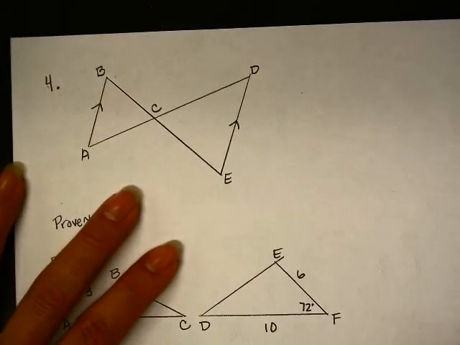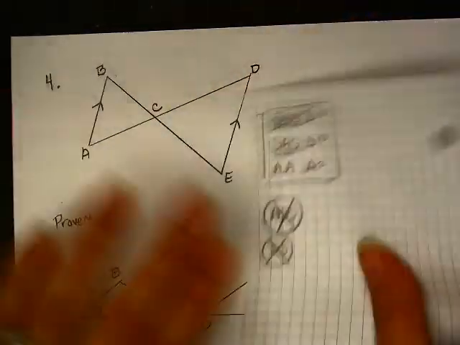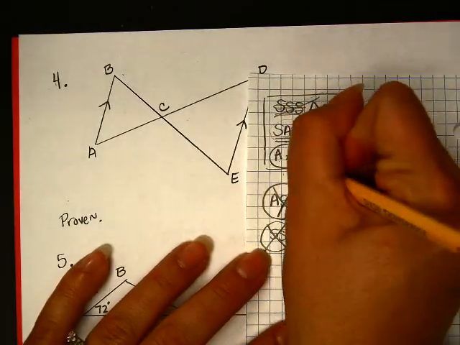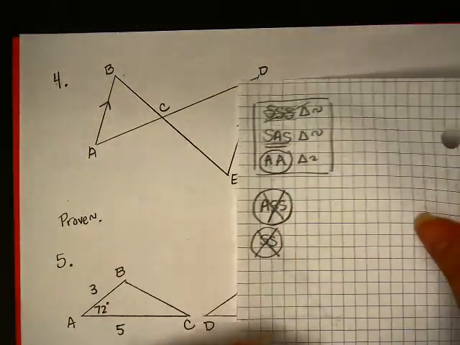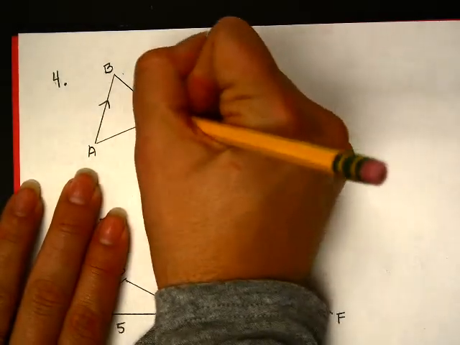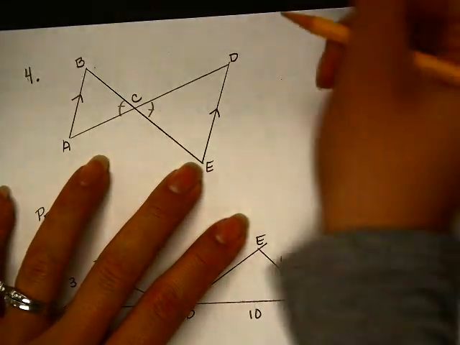Go ahead and look at 4 as well. For 4, I do not have the length of any side. So if you're looking at these options here, SSS is out and SAS is out. The only option that I have is AA, so I really need to try to figure out if I have two sets of angles. I am very much hoping that you recognize that you have those two. There are other options. If you didn't recognize those, that's okay.